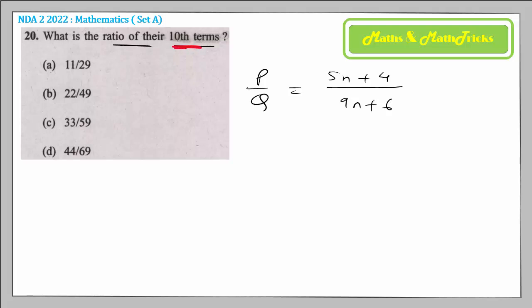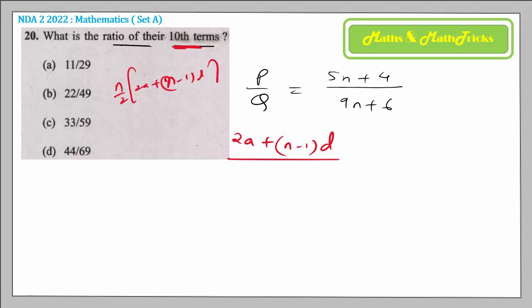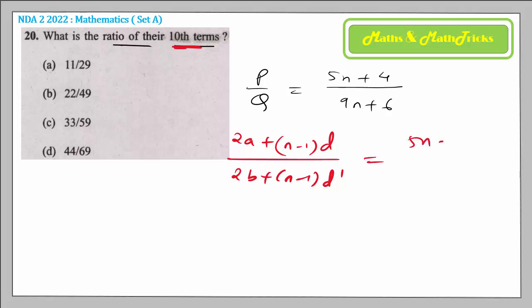So first of all you write the formula for the sum of n terms in an AP, which is n by 2 into 2a plus n minus 1 d. For both of them we are talking about the same number of terms, so n by 2 will get cancelled. So I'm just writing the bracket part. Numerator 2a plus n minus 1 d, denominator 2b plus n minus 1 times d dash, equals 5n plus 4 upon 9n plus 6.